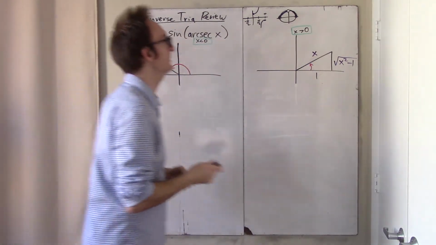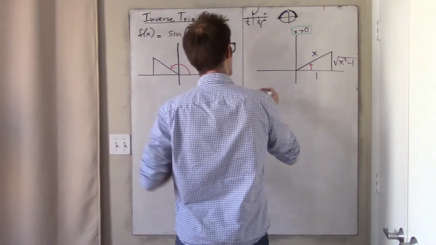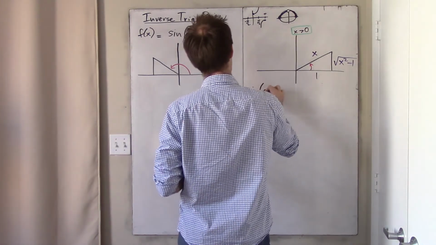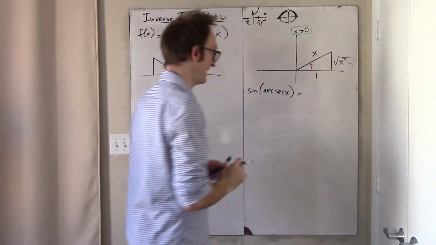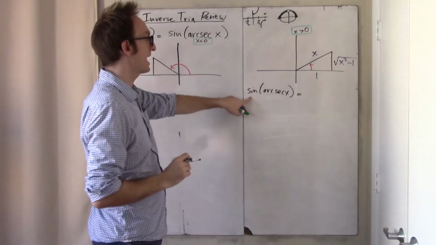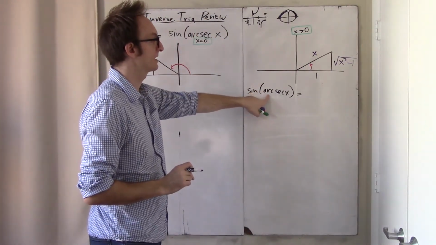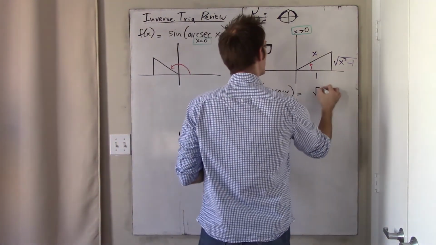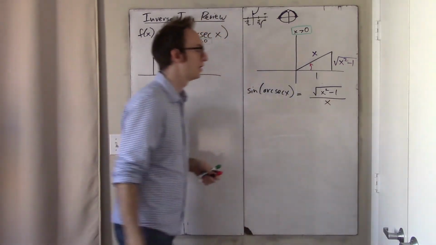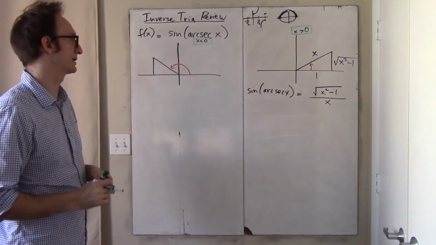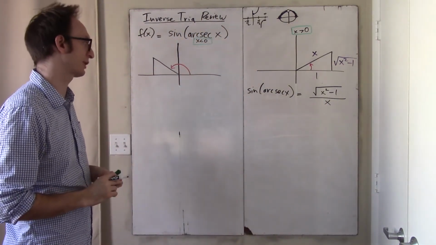Okay, and maybe I'll just push on now and finish it off. So what is the sine of the arcsecant of x, therefore, in this case, when x is positive? Well, the sine is just going to be root x squared minus 1 over x. Okay, looking good and great.